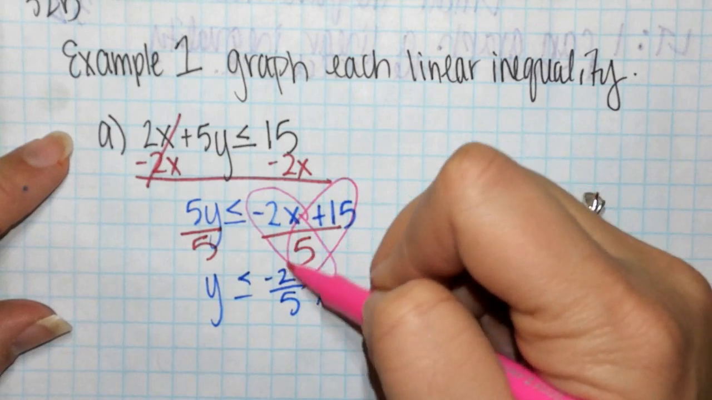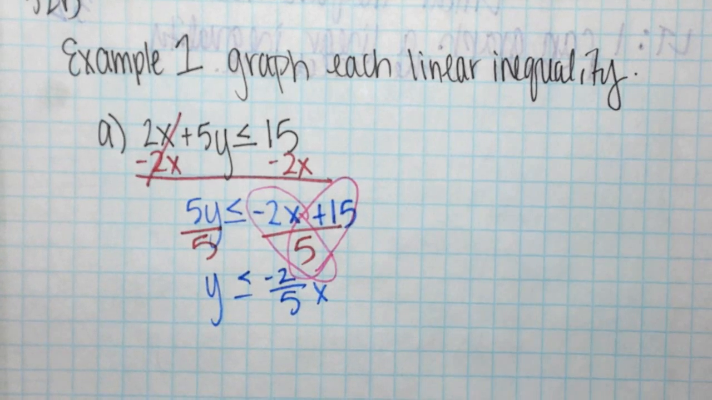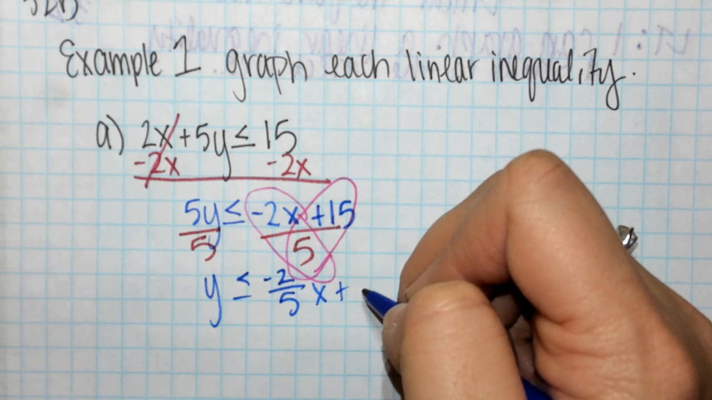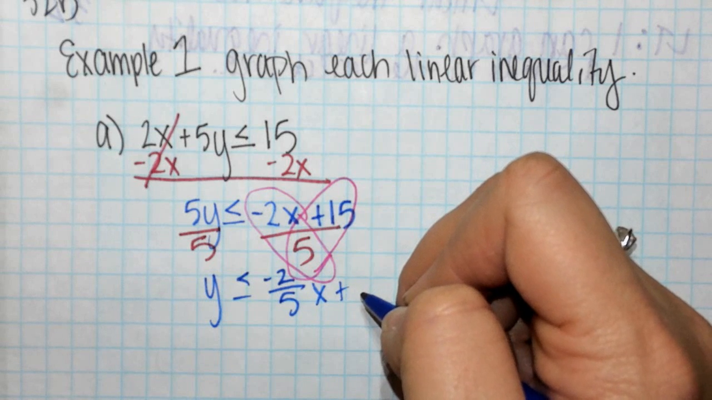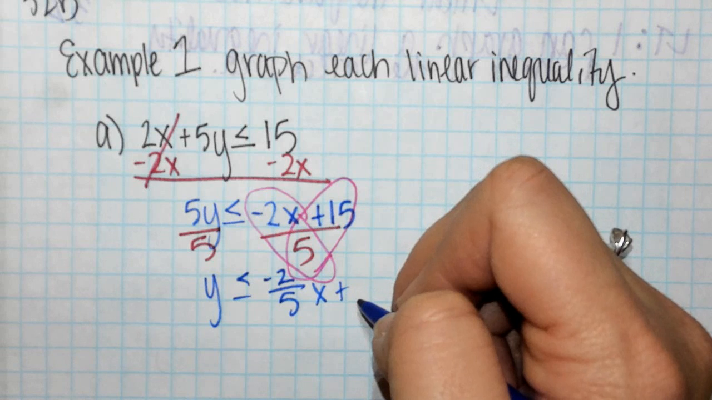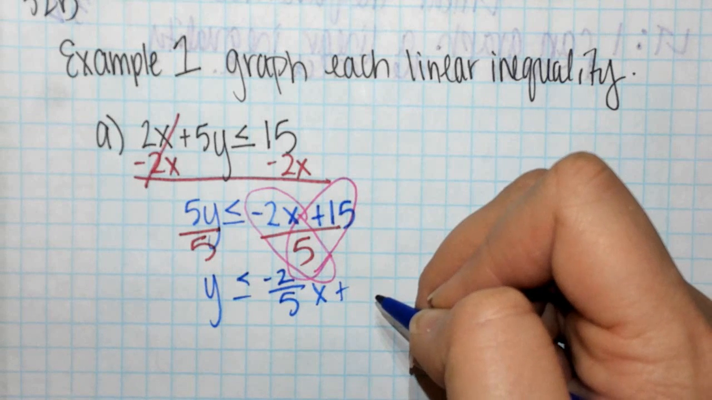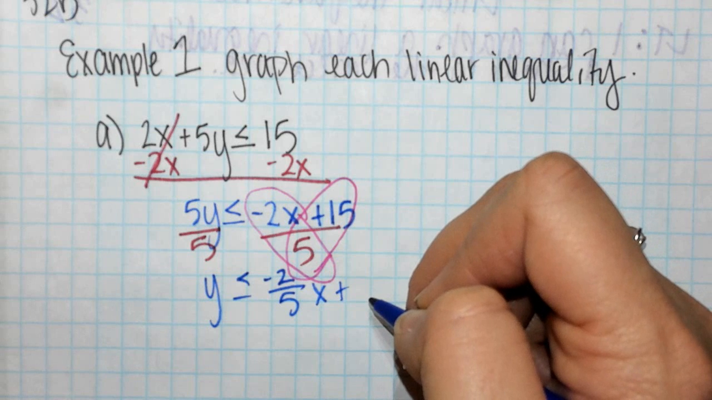And then we need to divide 15 by 5. What's 15 divided by 5? We're dividing.